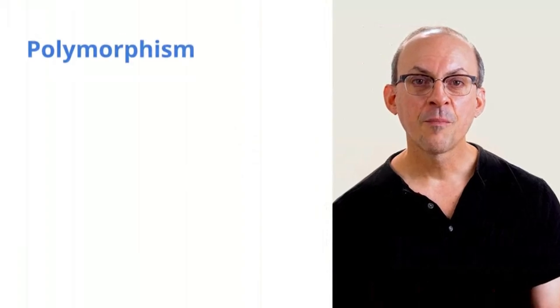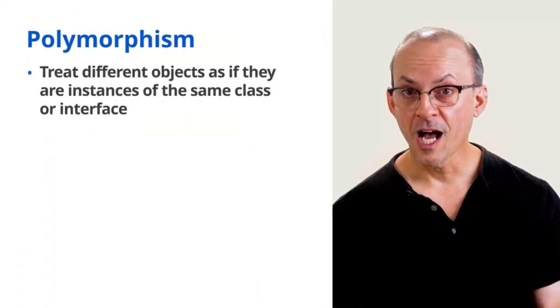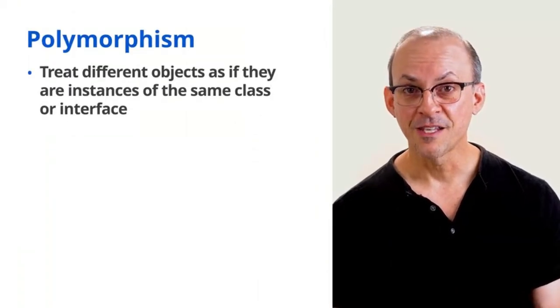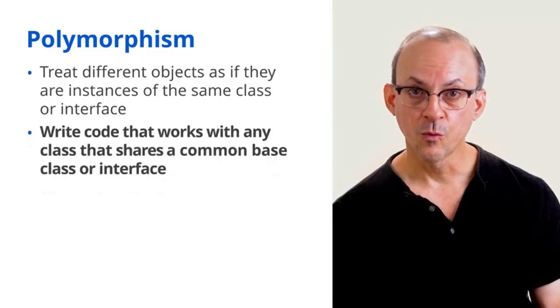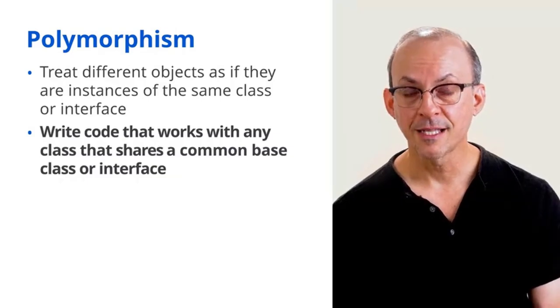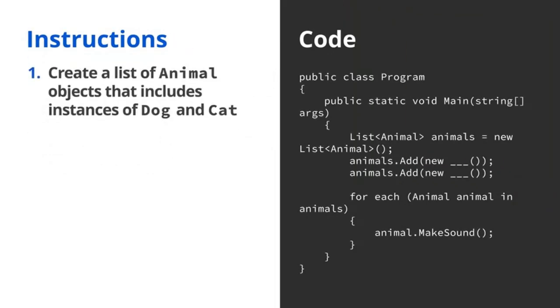In this step, we will use polymorphism to interact with objects of different classes through a common base type or interface. This allows us to call methods on different objects in a unified way. Polymorphism allows us to treat different objects as if they are instances of the same class or interface. This is powerful because it lets us write code that can work with any class that shares a common base class or interface. For example, we can create a list of Animal objects which include instances of Dog and Cat.